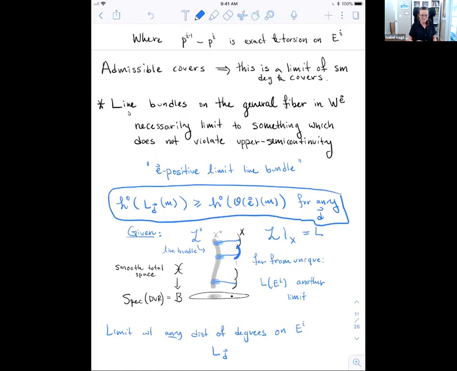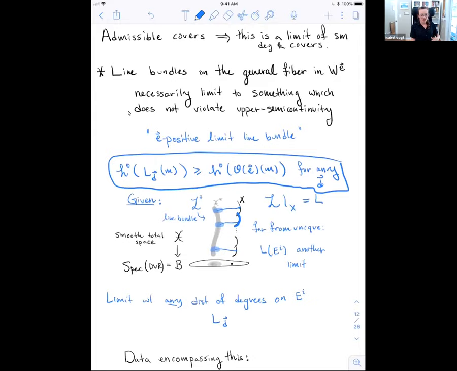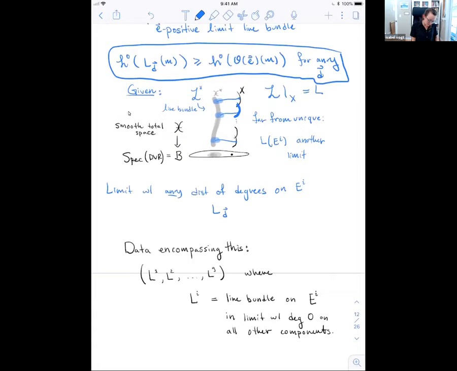And the way that people index these line bundles, which are only defined up to twists on the components, is by keeping track of the line bundle, which I'm going to denote L_i, which is the line bundle for the particular degree distribution that has all of its degree concentrated on the ith component. So degree d on that component and zero elsewhere. So I'm going to keep track of each one of these line bundles. And then by appropriate twisting at the nodes, I can build the limit with any degree distribution I want.